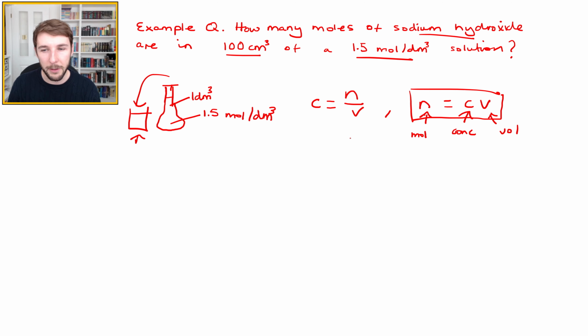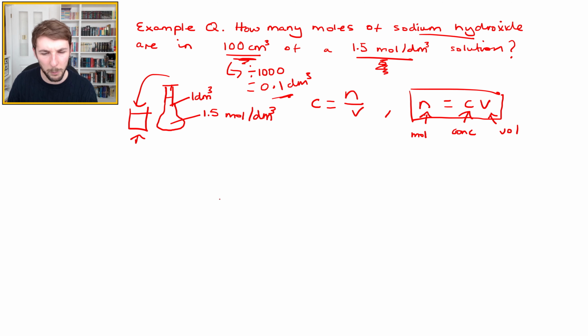So in this particular case, we have 100 centimeters cubed here and 1.5 moles per decimeter cubed. But remember, this volume here needs to be divided by 1000 in order to get it in decimeters cubed. So that's going to be 0.1 decimeters cubed there. And the concentration over here is great.